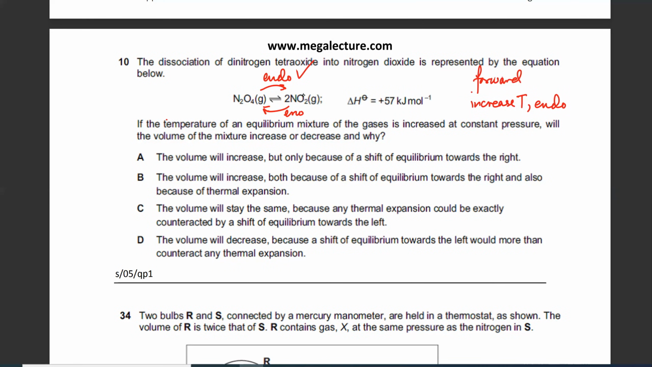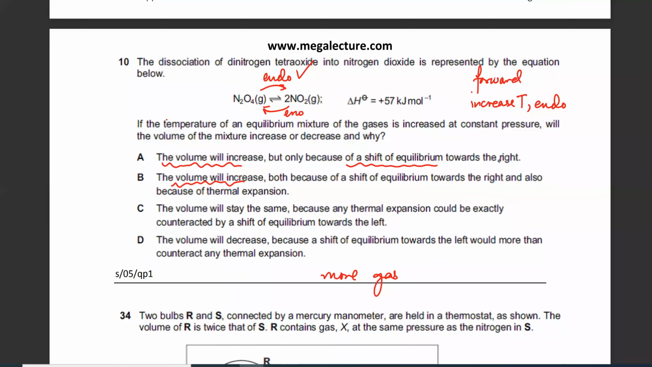Yes. Achha, so you get more gas, right? So the volume of the mixture will increase, right? It's the first two statements. One of them is correct. So why is it increasing? Because the equilibrium is shifting to the right. So because of the shift of the equilibrium towards the right, that statement is correct.